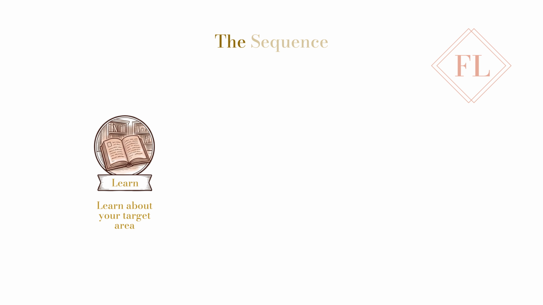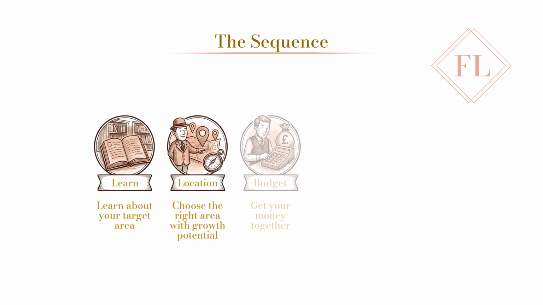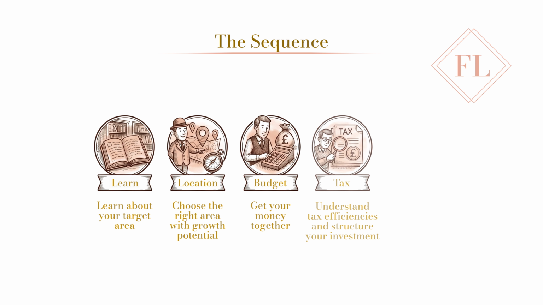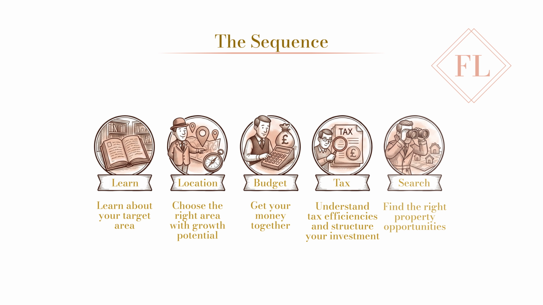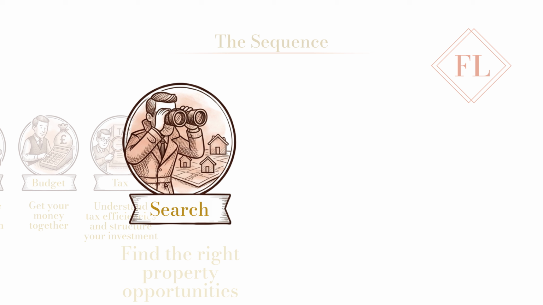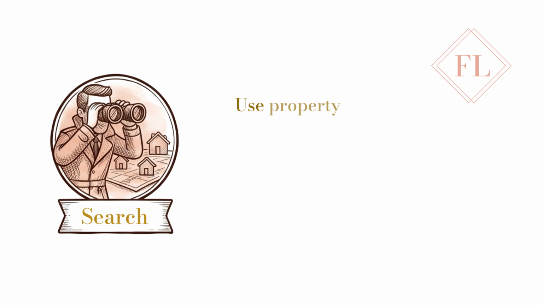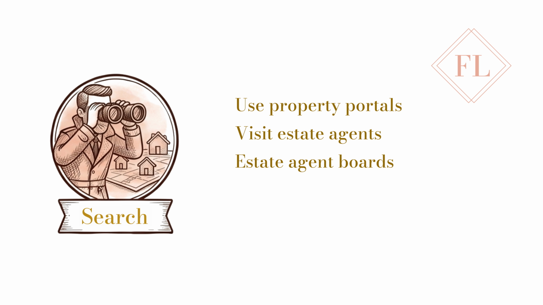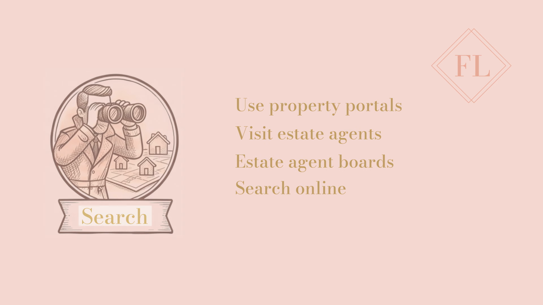So you've checked out your market, you've picked your location, you've got your money together, you're now aware of what taxes you've got. Now you want to go and see what properties are available. So you don't start with the properties, you do all of that in this sequence. So what is available? There are many property portals that you can use. You can go around and look at estate agents' offices if they've still got a shop front. You can go and see boards if agents have got boards. You can just sit in the comfort of your own home, type into Google or Bing or whatever search engine you like to use, and just find properties that are available.